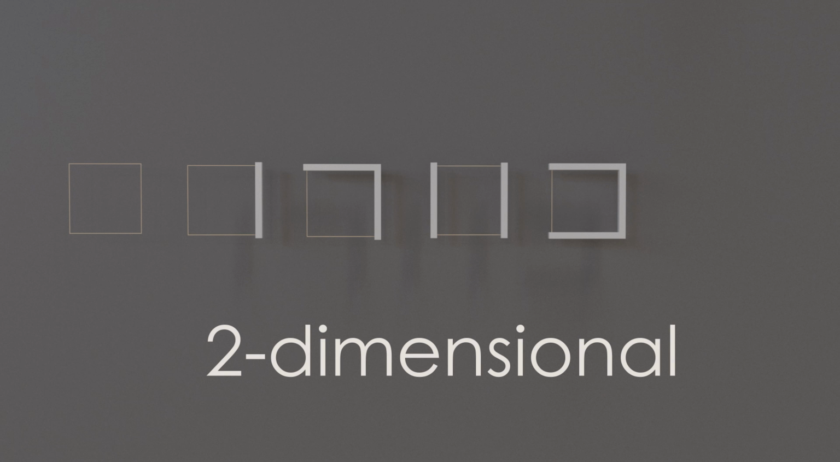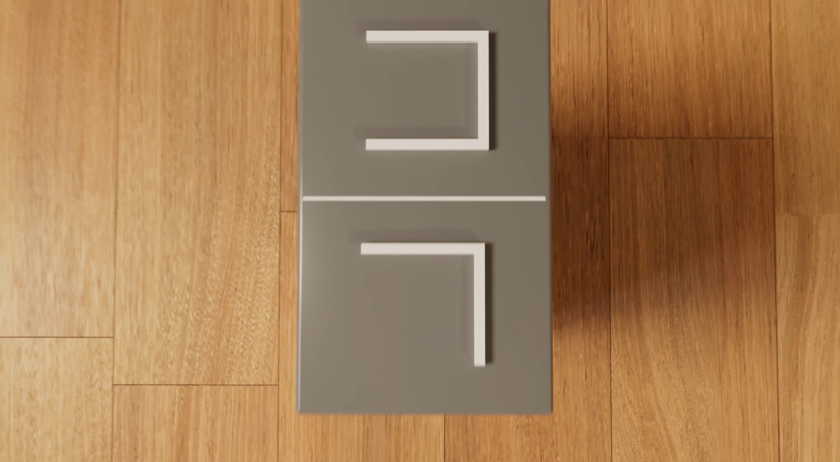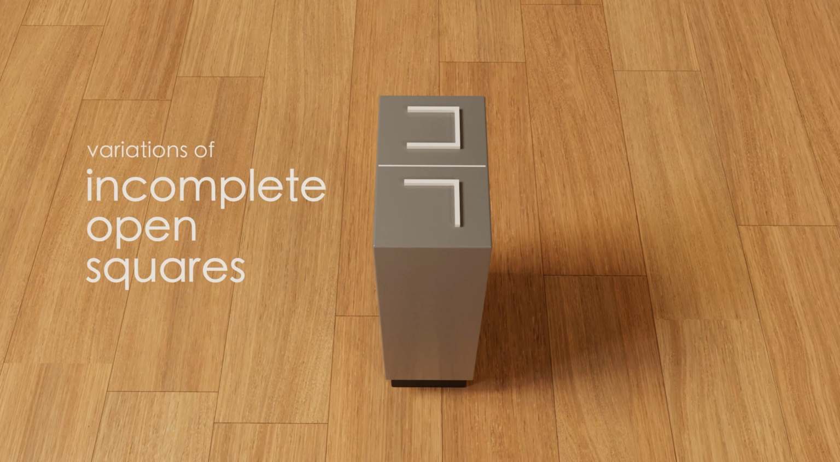We can get rid of the square on the right because it isn't incomplete. We can get rid of the 2 squares on the left because they aren't properly 2-dimensional. And we can get rid of the square in the middle because it isn't connected. That leaves us with these 2. And there we have it, the complete variations of incomplete open squares.